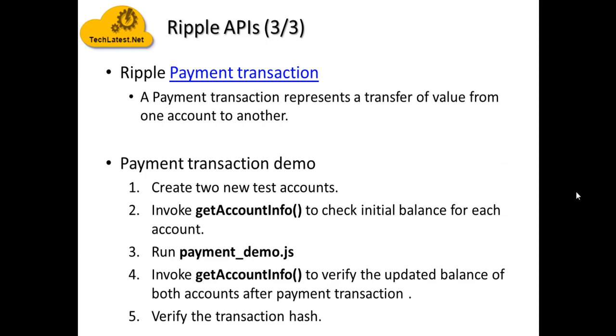Welcome to our third part of Ripple API's overview. In our first two parts, we talked about the different ways to call the APIs and the different types of transactions. In this part, we are going to focus on the payment transaction type, and we are going to have a demo on the payment transaction.